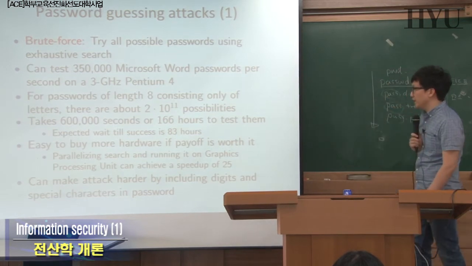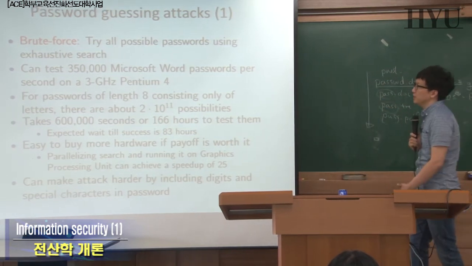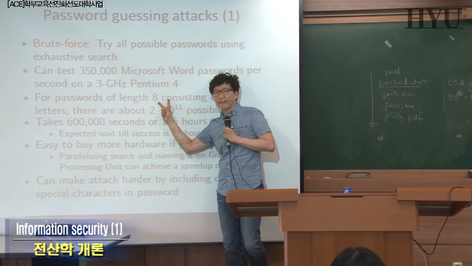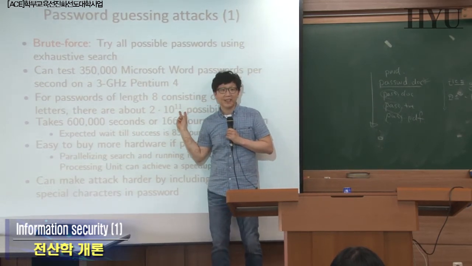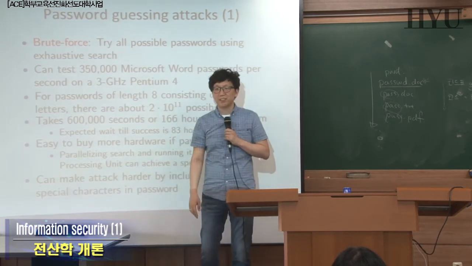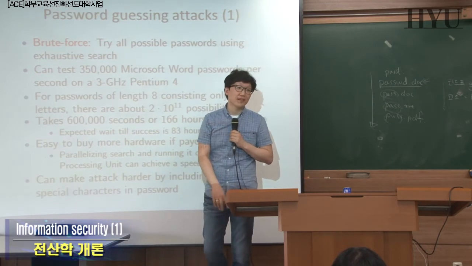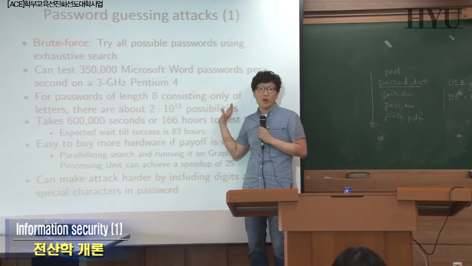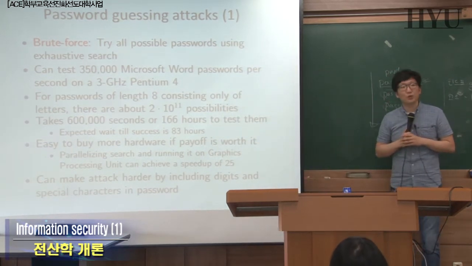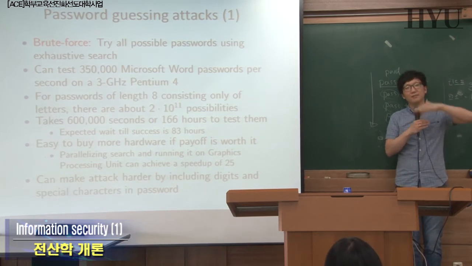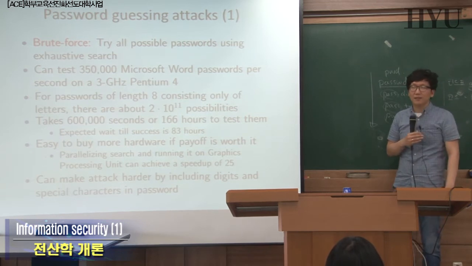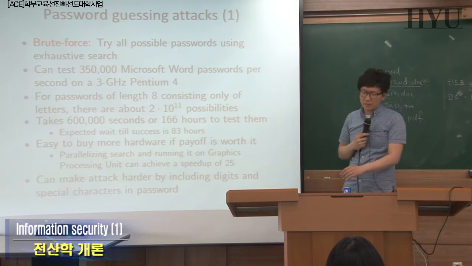You can make an attack harder by including digits and special characters in the password. Simply put, if you increase this number from 8 to 10, the possibilities will increase, and it would take more time. Or if you ask them to include special types of characters, like dot, star, percentage signs, then the number of combinations increases a lot more. It's an easy way of increasing the security, the performance of your encryption techniques.